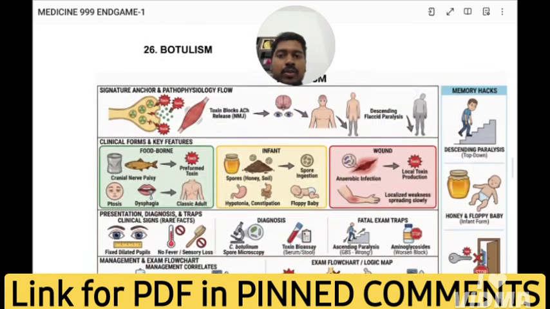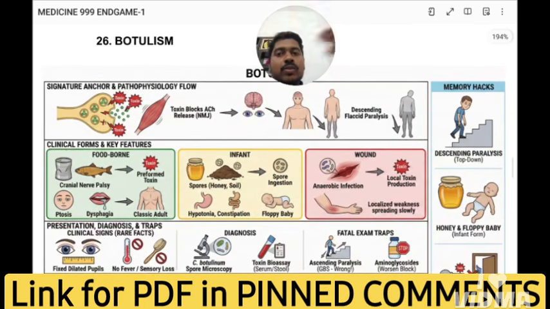Next, second we'll go to botulism. In botulism, we should know what happens at the neuromuscular junction. The botulinum toxin will block the release of acetylcholine. Botulinum toxin will inhibit the release of this acetylcholine, as a result of which we'll have descending flaccid paralysis.